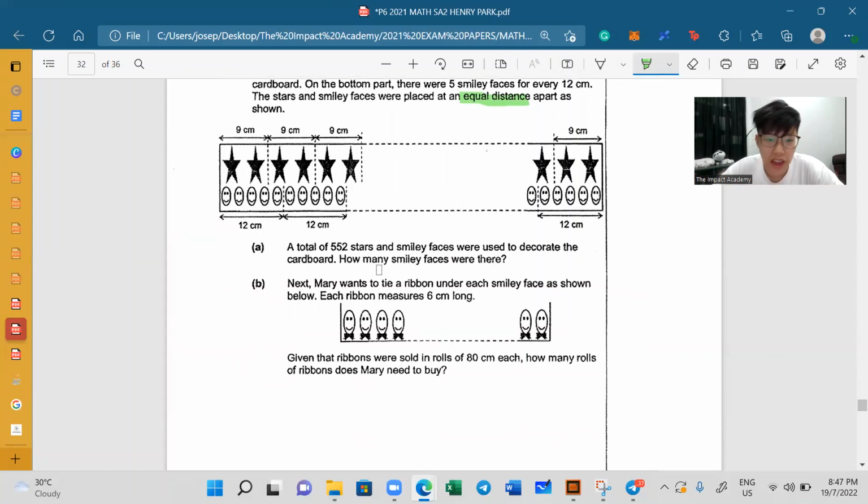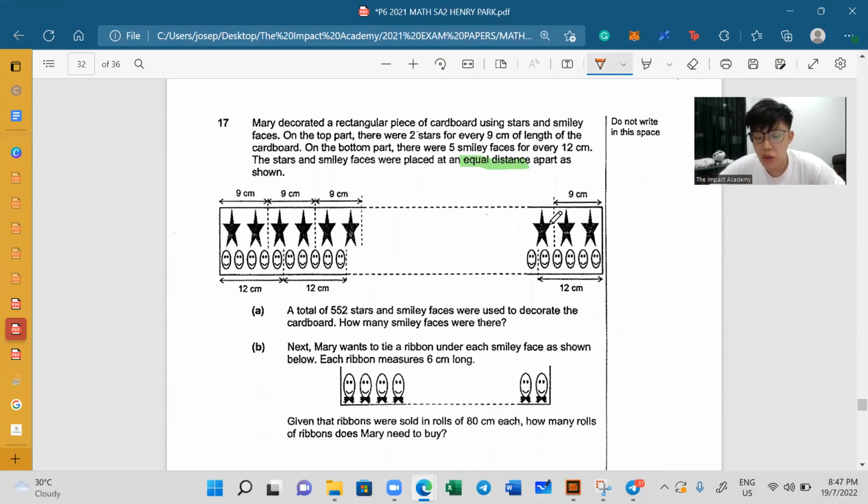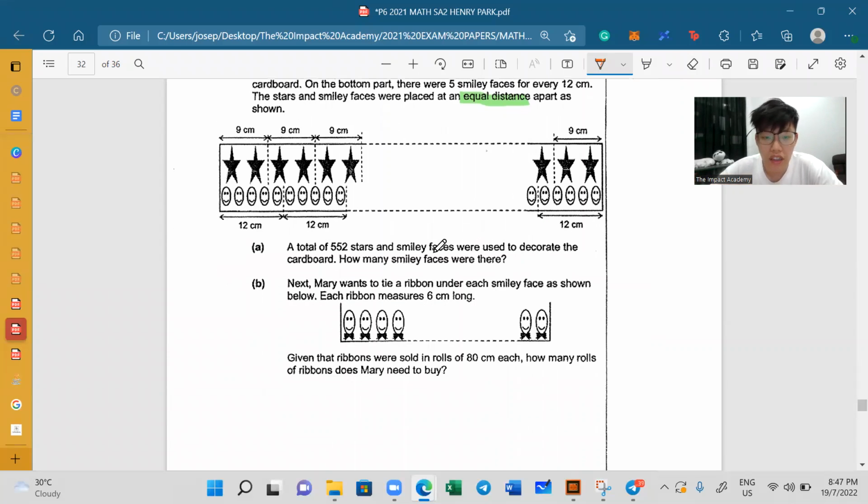Now after that I go on to read A. A says that a total of 552 stars and smiley faces were used to decorate the cardboard. What they are trying to say is that you will find 552 stars and smiley faces on the cardboard. So what they want you to find is the number of smiley faces. Whenever you come across a question like that, there's no way I will be able to count one by one by one.